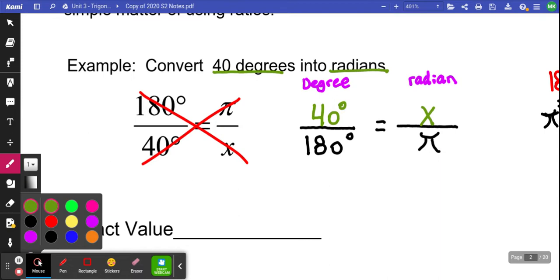Perfect. Degrees over here, radians over here. Our goal is to solve for how many radians it is. So we need to get x by itself. If I wanted to get x by itself, I would multiply pi to the other side. So I'm going to multiply both sides by pi.